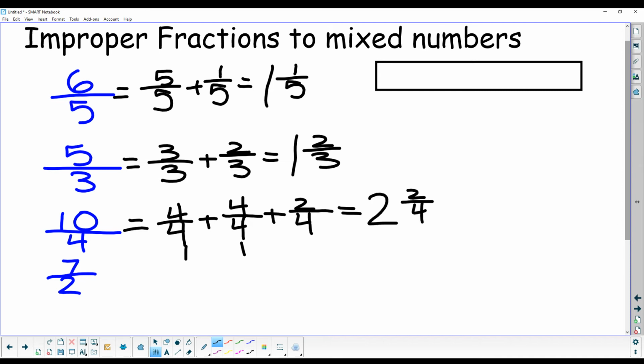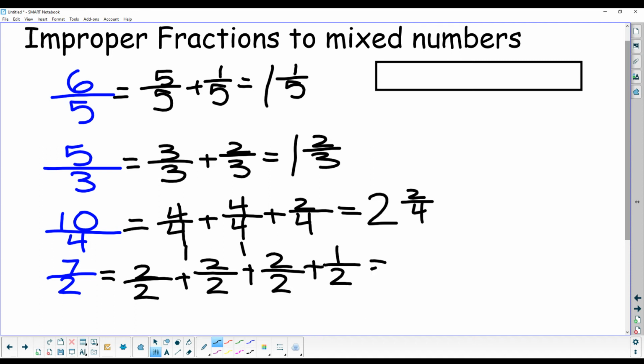For 7/2, I'm thinking 2/2 would give me a whole. Well, that's only 2. That's 4. I can even do another one because 2, 4, 6, and then 1 more would get me to 7. So 1, 2, 3 wholes this time, and then 1/2.